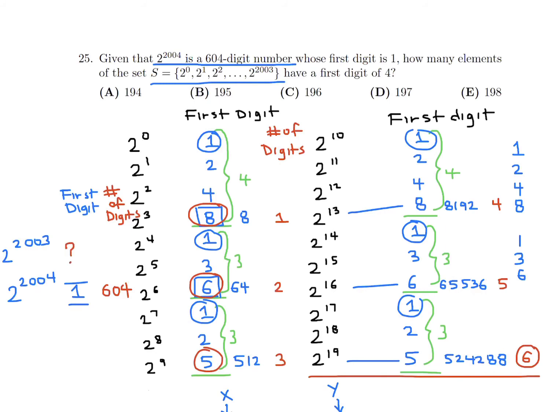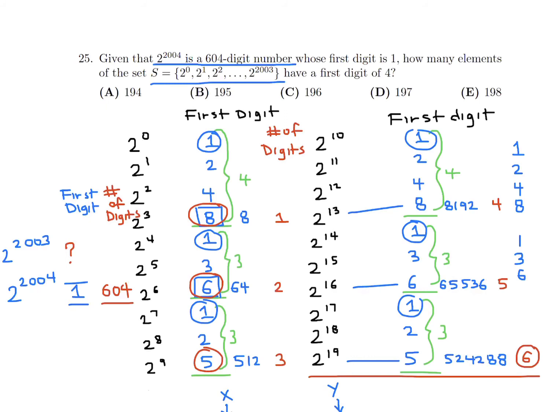So we don't know, so I'm going to put a question mark there. And that's okay, we don't need to know, but we definitely need to know the number of digits. If the number of digits is 604 for 2 to the power of 2004, 2 to the power of 2003 will have how many digits?